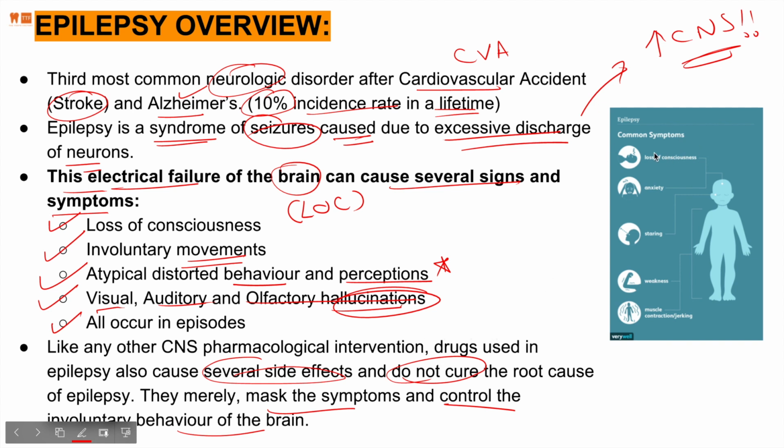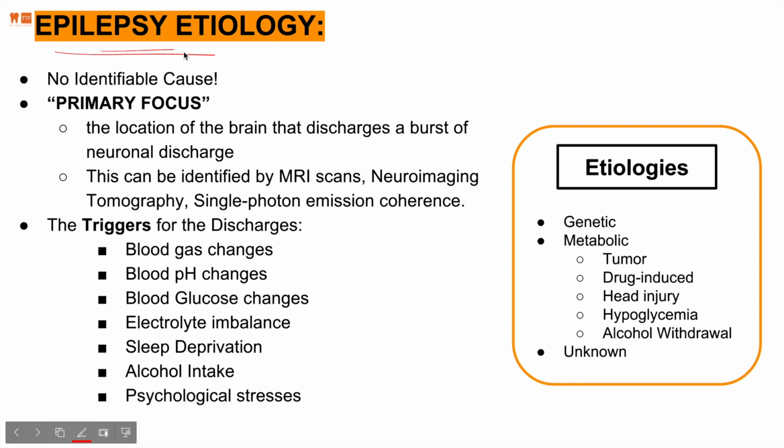So, like we said, common symptoms: there's loss of consciousness, lots of anxiety, staring into the sky, so no attention, nothing, and they're just staring straight into a zone of void. And of course, there's muscular weakness, as well as lots of jerking and contractions of the muscles that take place involuntarily. So, epilepsy etiology, why does it occur?